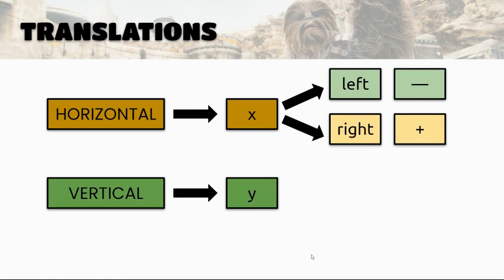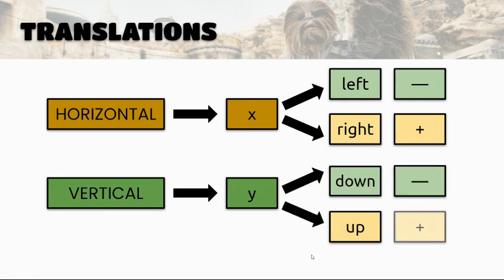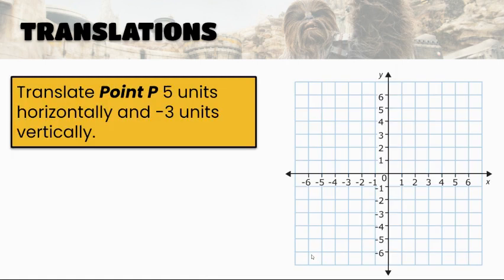Vertical, like I said, we're moving in the Y. When we move in the Y, if I move down vertically, that's going to be negative. And if I move up, that's going to be positive. So those are the directions you're moving for translations.